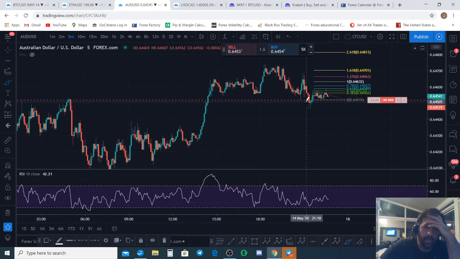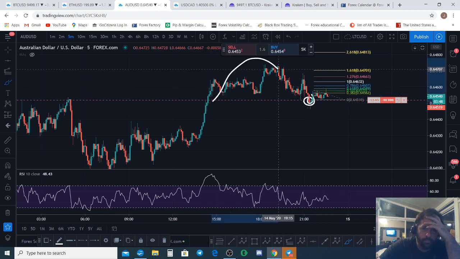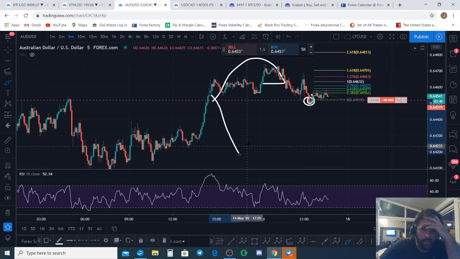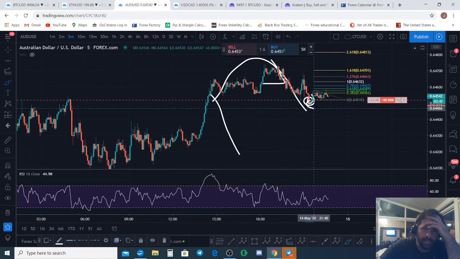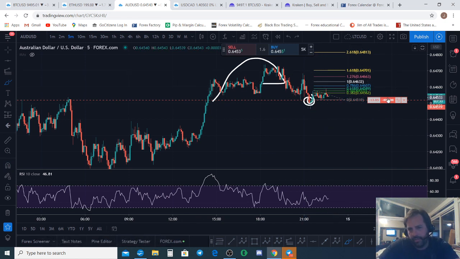I should have gotten out right here because it broke my rule. It broke my validation. It didn't come down like I thought it was going to. Okay, and so it came down here back to my entry. I had a chance to exit and profit with no loss at all in the trade, and I didn't get out, and now I'm $11 back.